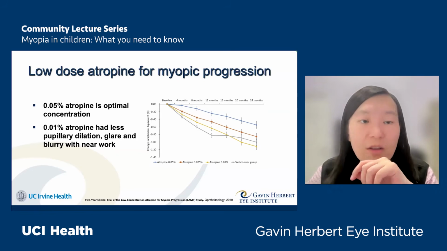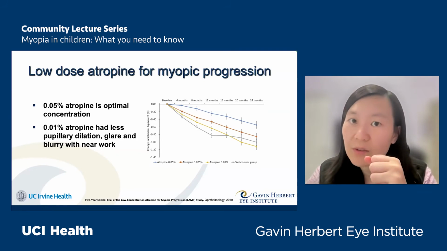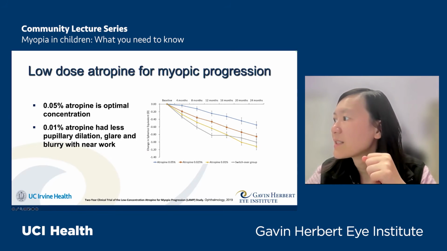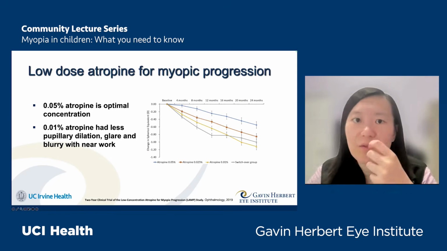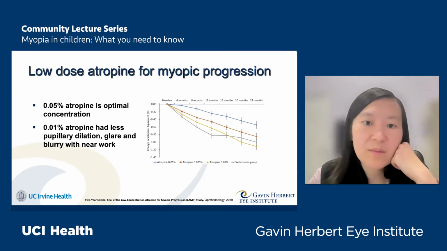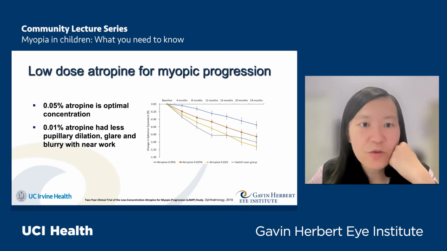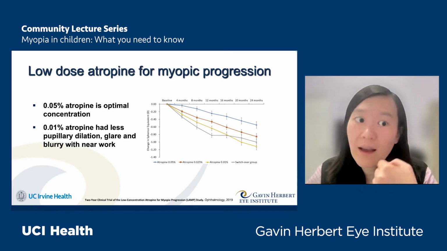But the stronger dose kids had a better result. And so hence the reason for why now, if you come to see me, or if you see a lot of the other optometrists or pediatric ophthalmologists who prescribe low-dose atropine, we tend to want to start with something a little bit higher.